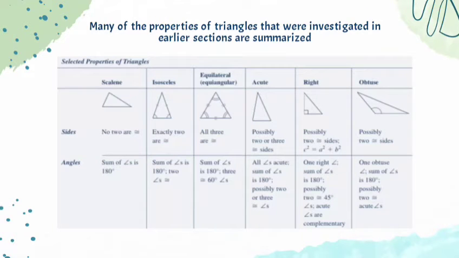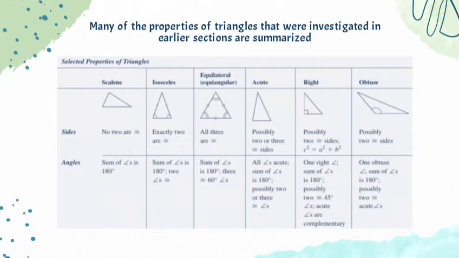Fourth, acute: sides, possibly two or three are congruent; angles, all angles are acute, sum of angles is 180 degrees, possibly two or three are congruent. Fifth, right: sides, possibly two are congruent, c squared equals a squared plus b squared; angles, one right angle, sum of angles is 180 degrees, possibly two are congruent to 45 degrees, and the acute angles are complementary.